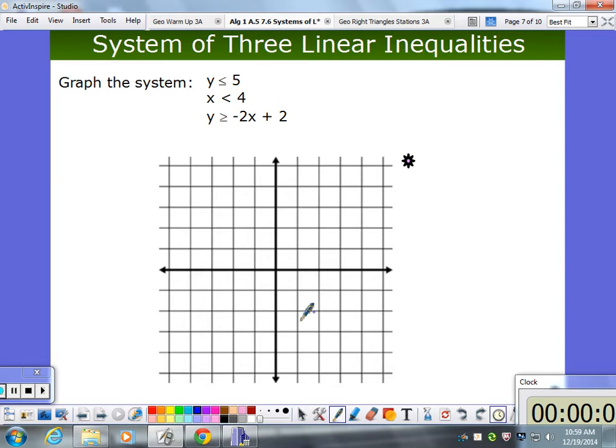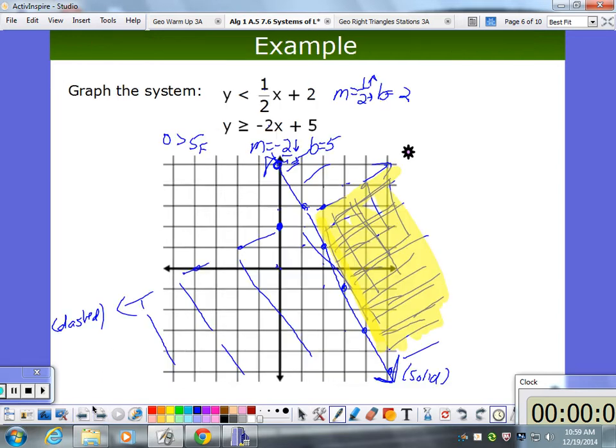I think I skipped something in the other one, a test point. It's worth saying. How do you know you have the right solution and that you didn't shade the wrong thing? A way to check, or to feel better about it, is to pick a point in your shaded area. I'm going to pick an easy one, like this one here. What point is that? 1, 2, 3, 4, 0. And you can stick it in both places.